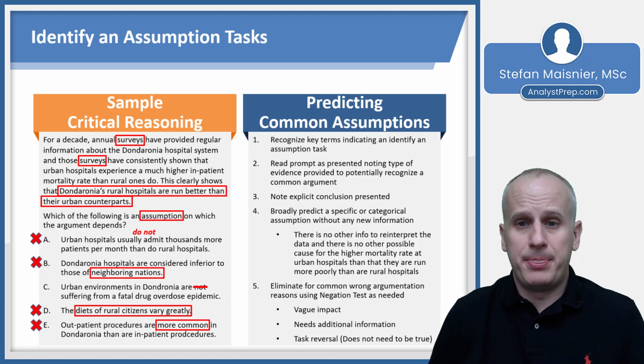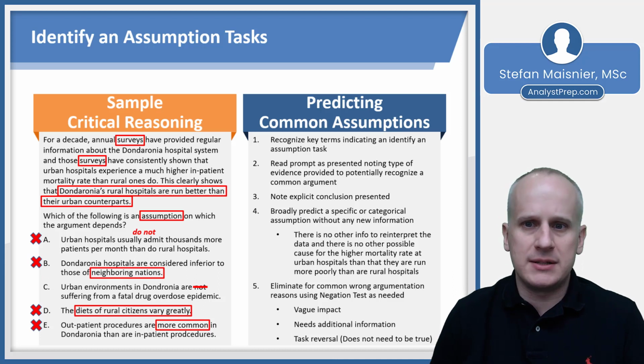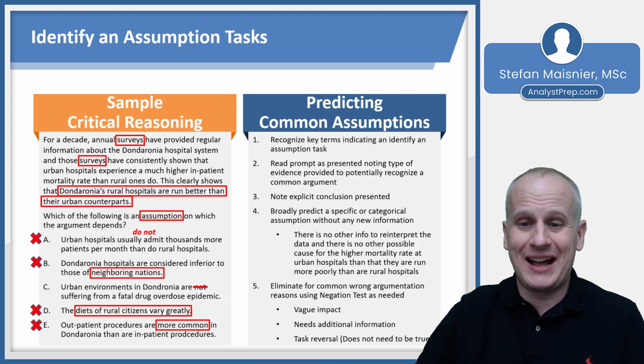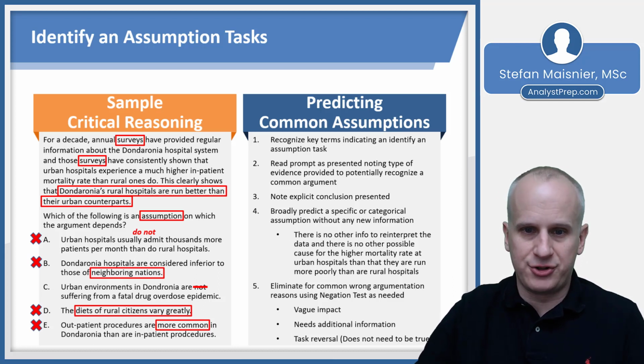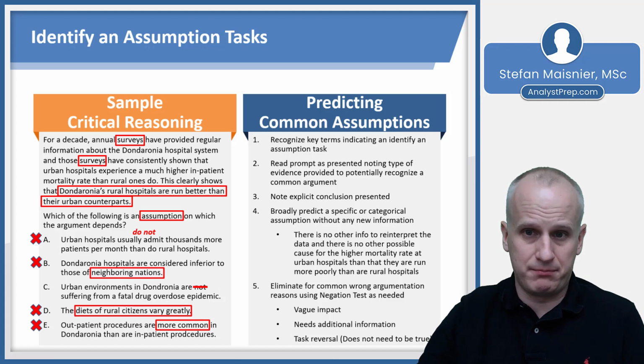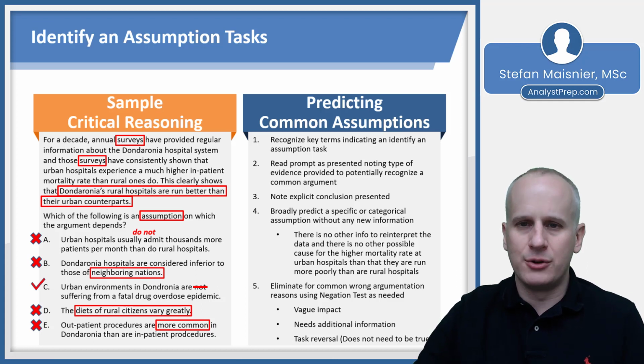We've got drug overdoses that seemingly are not necessarily occurring in the rural areas, and that would attack the argument directly because now I'm not necessarily saying that the rural hospitals will run better. I'm saying that Donderonia has just got a different problem, and that shows that there's not. And this basically gives the additional information to reinterpret that data about the inpatient mortality rate, that it's caused by this drug epidemic, not poorly run hospitals. So we select C as our necessary assumption.